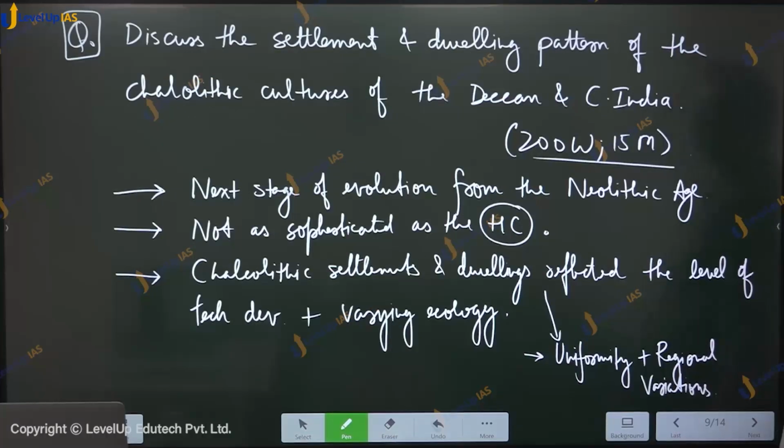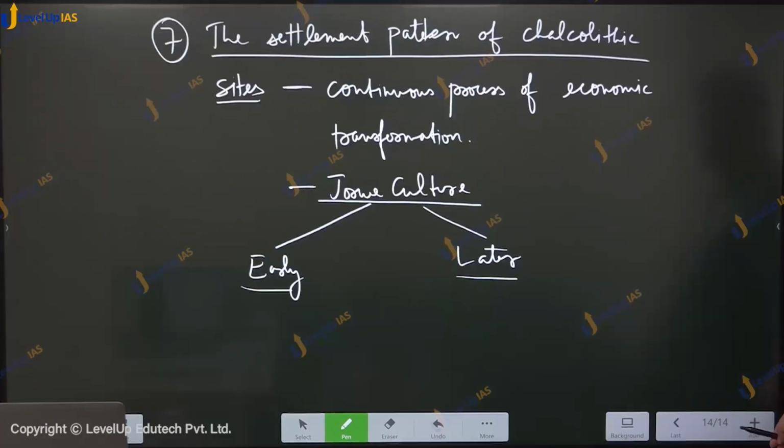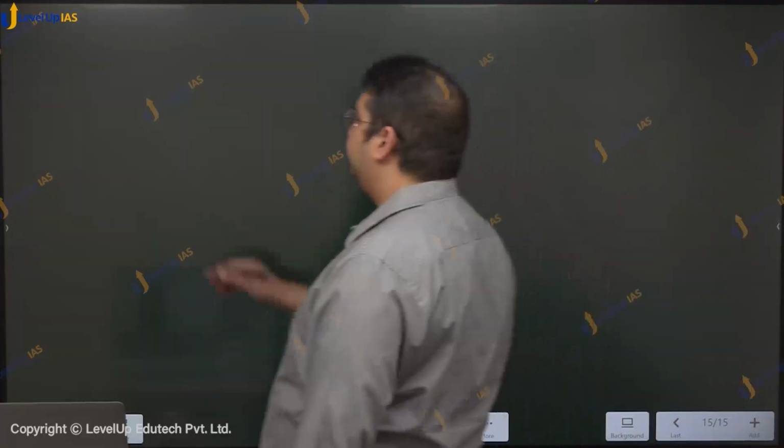What was the question? Discuss the settlement and dwelling pattern of the Chalcolithic cultures of the Deccan and Central India. तो ये हमने characteristics discuss कर लिए हैं. Now, conclusion.